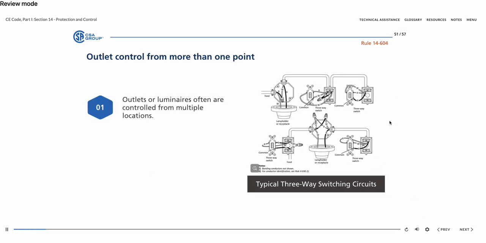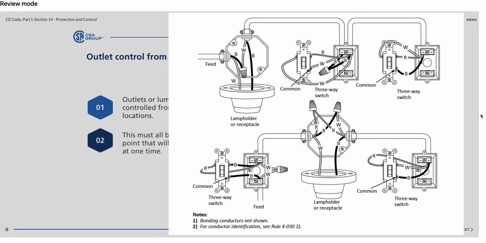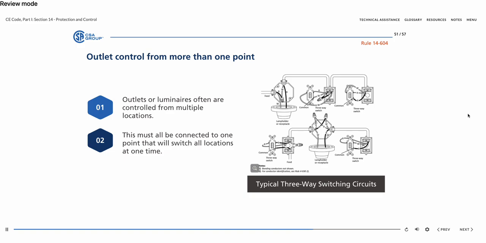Outlets or luminaires are often controlled from more than one location. For example, a luminaire in a stairwell that can be controlled from either floor level using three-way switches. Rule 14-604 requires that switches used to control outlets or luminaires from more than one point be connected so that all switching is done in the ungrounded circuit conductors only. This ensures that the outlet or luminaire does not contain an energized conductor when the switch is off, and that the identified conductor maintains its reference to ground.